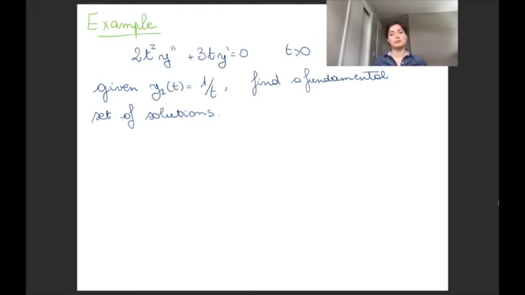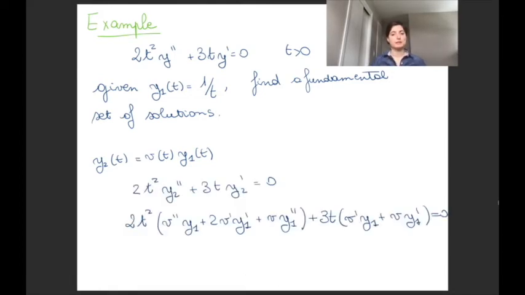We are given that the first solution, y1, is equal to 1 over t. Let's try to find the fundamental set of solutions, so a second solution that can complement y1 in a fundamental set. We assume it can be written as v(t) times y1. And as before, we plug y2 in the ODE, and we write the derivatives of y2 as derivatives of v times y1.